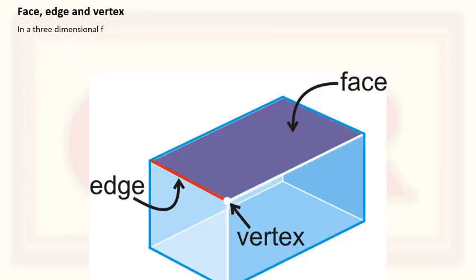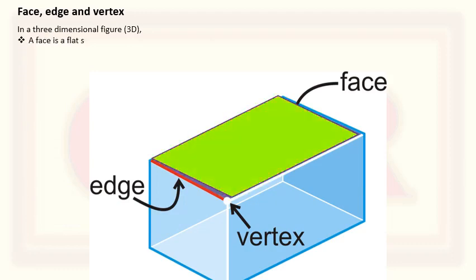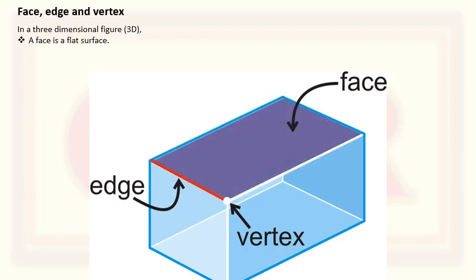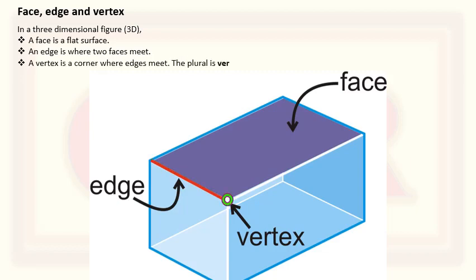Face, edge and vertex. In a three-dimensional figure, 3D, a face is a flat surface. An edge is where two faces meet. A vertex is a corner where edges meet. The plural is vertices.